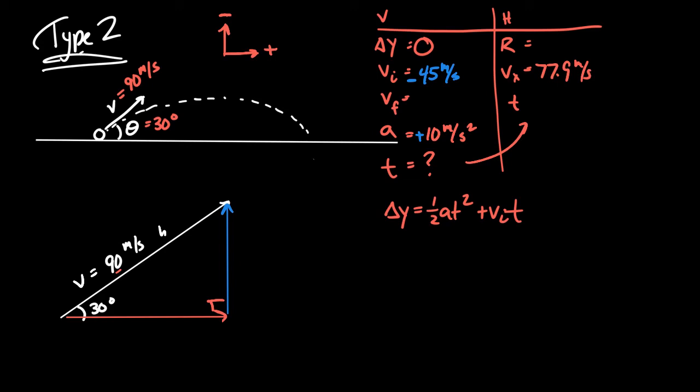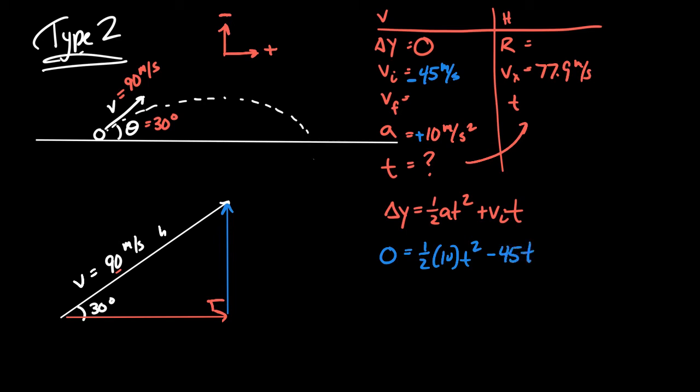Yeah? Where did you get 45 from? 90 sine 30 degrees. Because sine of 30 is a half, right? All right, so I'm going to drop everything in here. I'm going to get 0 equals 1/2 times 10 t squared plus, oops, actually minus 45 t.